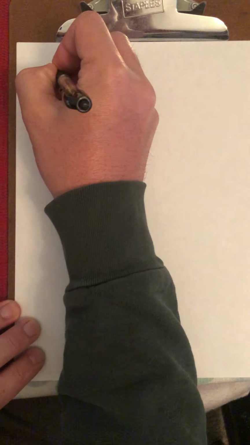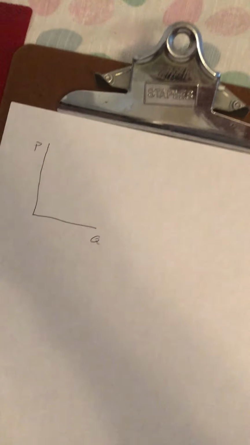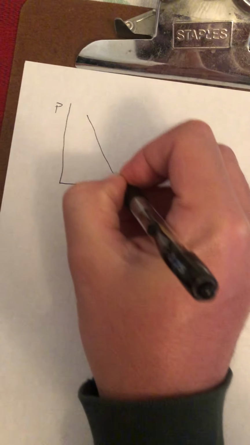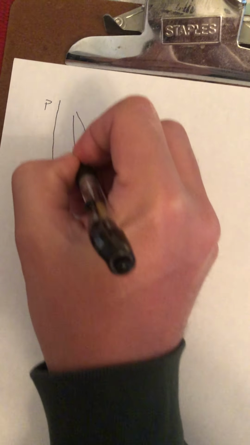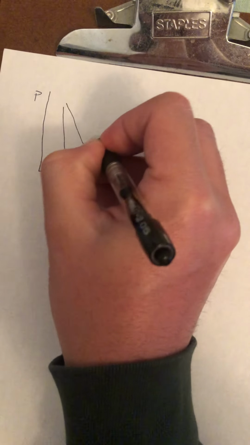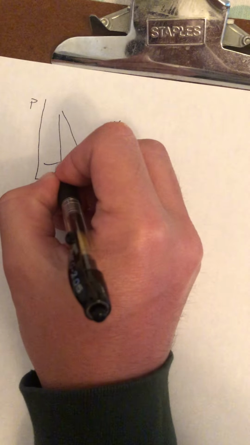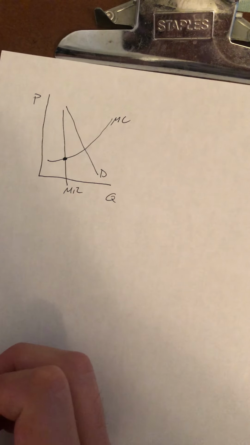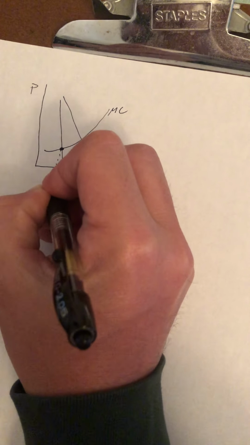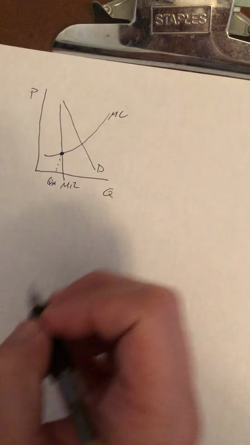So again, we know it's monopolistic competition, so we're basically going to be drawing a monopoly. Again, a downward sloping demand curve, our marginal revenue curve, and drawing our marginal cost curve. Again, regardless of whether it's a loss or a profit, they're producing where MR equals MC. So this is the quantity that this company would produce.